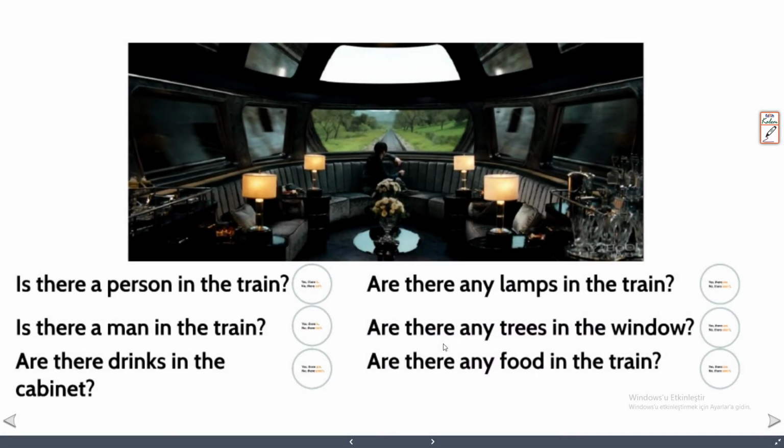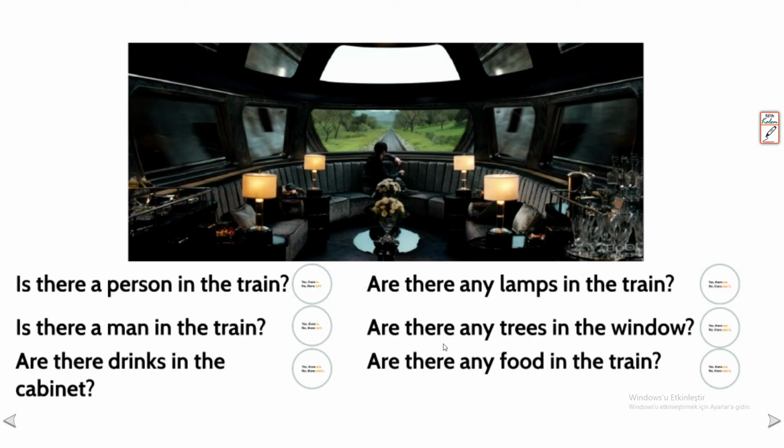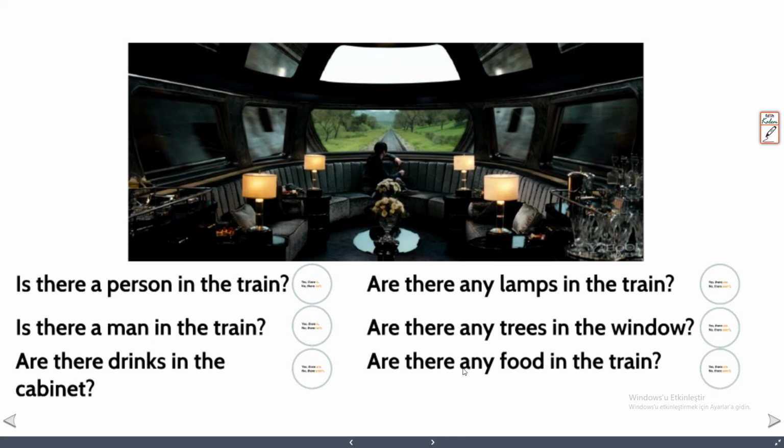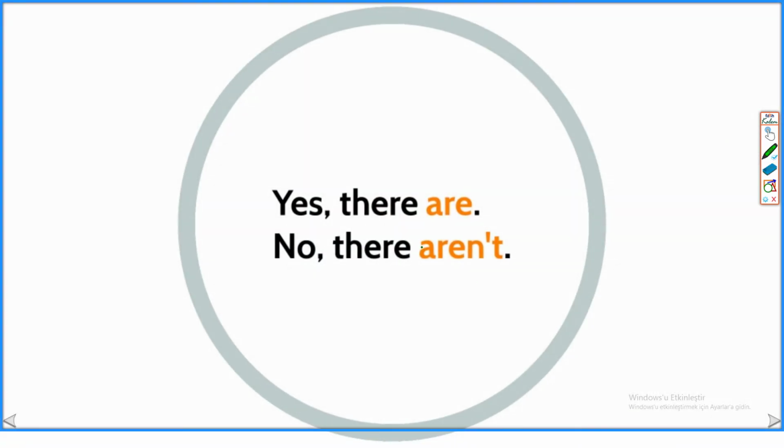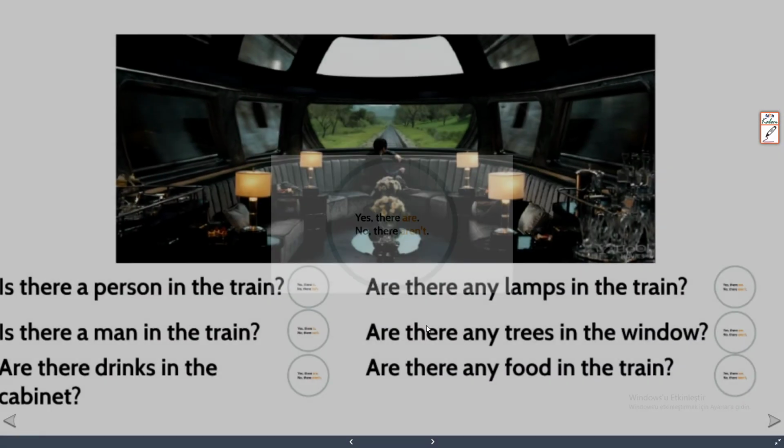And the next question, are there any trees in the window? Are there any trees in the window? In the window, as you can see, we have trees in the view, I think the man's view. And yes, there are trees, or no, there aren't trees, but the answer is yes, there are trees in the window.